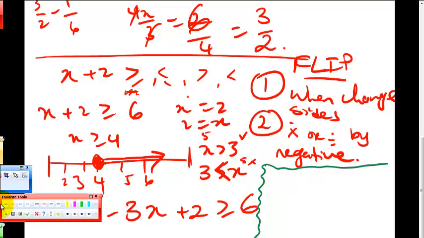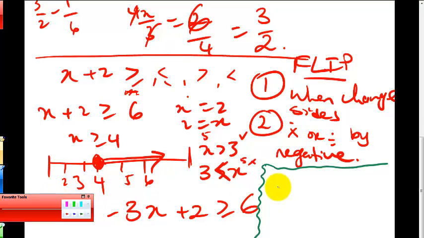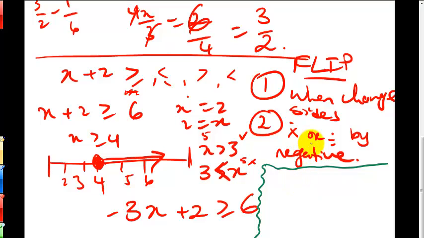So it goes for plus, minus, times, and divide. Times and divide, not plus. It works for times and divide. When you change sides, you flip. When you times or divide by a negative, you flip.